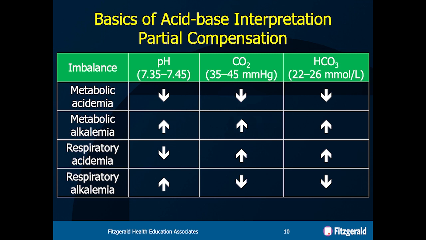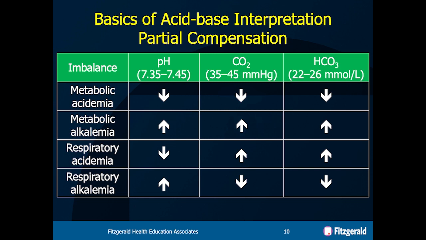But we can't tell if it's partial compensation until we evaluate everything, right? pH is what we start with again, 7.35 to 7.45. For our acidotic or acidemic states, we would expect it to be low. For the metabolic alkalemia or respiratory alkalemia, we expect that pH to be increased, greater than 7.45. Once we've evaluated that, we then look at the CO2.